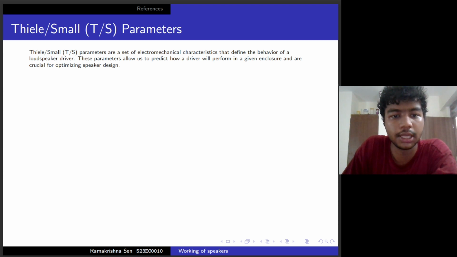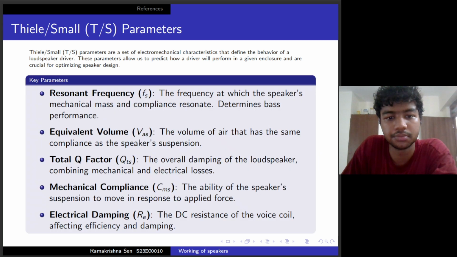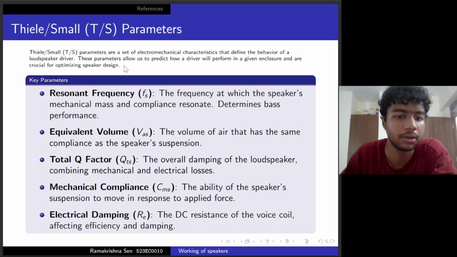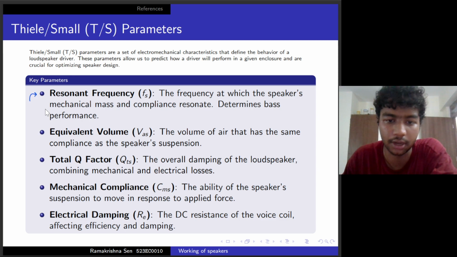So yeah, the Thiele-Small parameters are just a set of electromechanical characteristics that define the behavior of the loudspeaker driver. Design optimization, etc., will be taken care of by taking care of these variables, right? So the very first one we will talk about is the resonant frequency. So this is just the compliance. This is the frequency at which the speaker's mechanical mass and compliance resonate, right? What does that mean? This means that at this frequency, the speaker will operate the best, right?